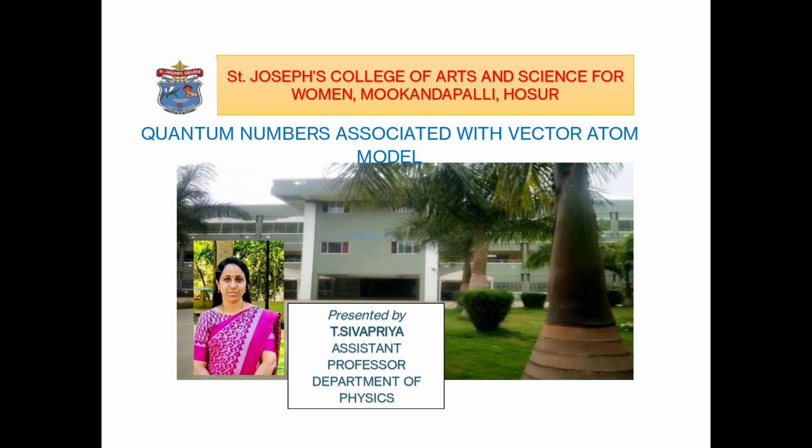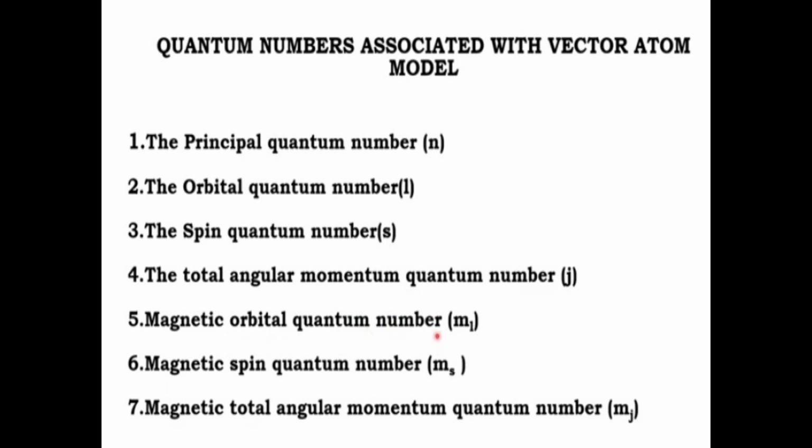In this video, we are going to discuss quantum numbers associated with the vector atom model. We know that an atom is the smallest particle of a chemical element possessing the chemical properties of the element. The first model of an atom was given by J.J. Thomson. Thomson conceived his atomic model as a sphere of size 10 power minus 10 meter and of positively charged matter in which electrons were embedded. But this model could not explain all the features of optical spectra of hydrogen and other elements.